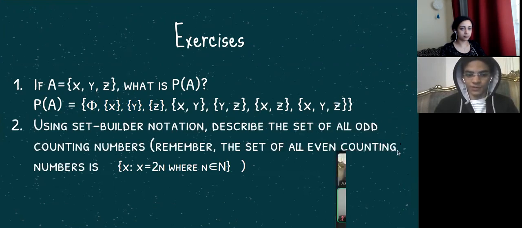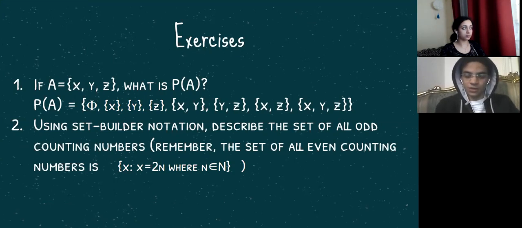Using the set builder notation, describe the set of all odd counting numbers. The question here is asking you to write a class in the form of the set builder notation that would include all the odd numbers. We did the even numbers with 2n, so try representing all the odd numbers this time. Again, also type the answer in the chat once you finish.